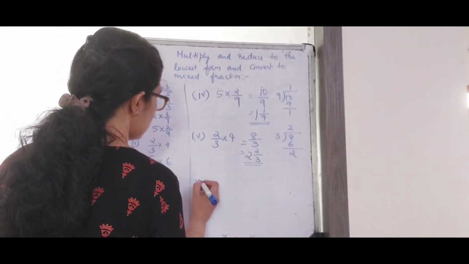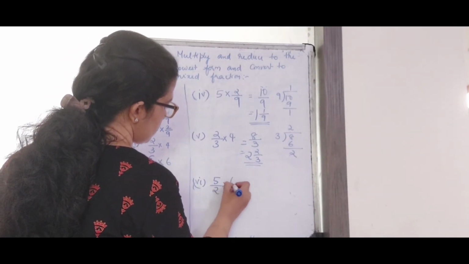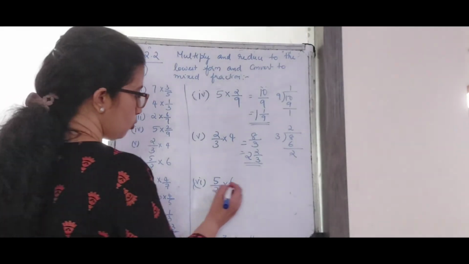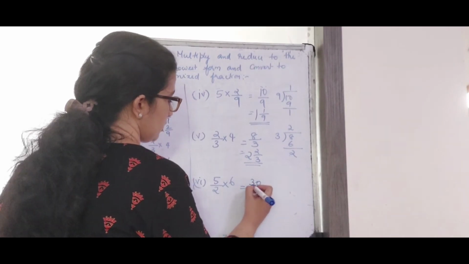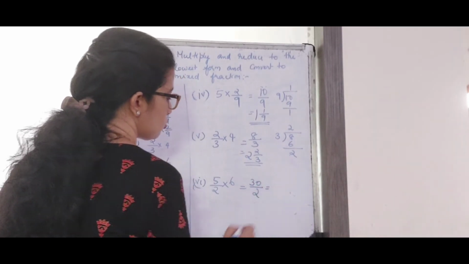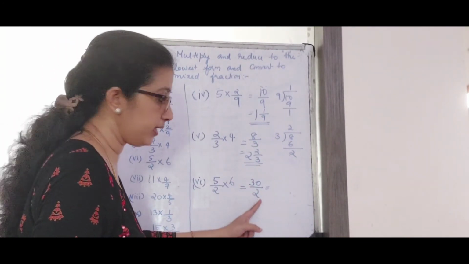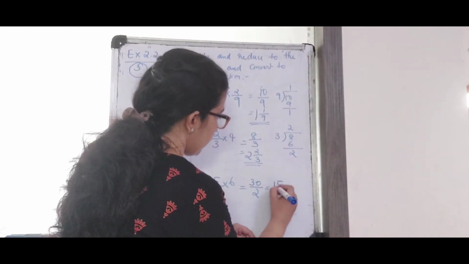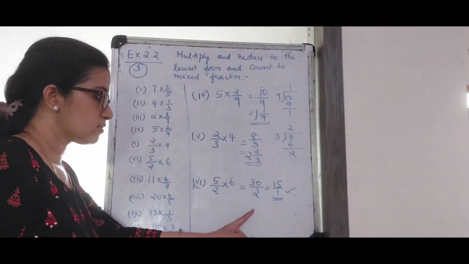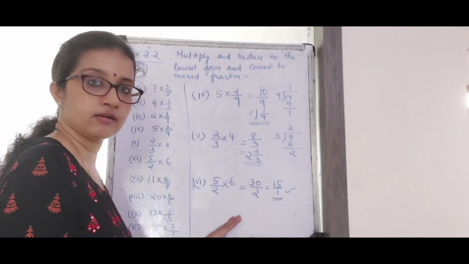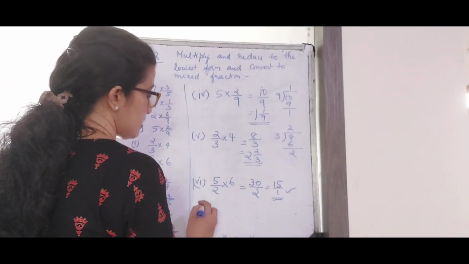Now let's take the sixth problem. 5 by 2 into 6. If you do this, see, 6 5s are 30, 30 by 2, which is equal to, you can simplify this further, right? So what is 30 by 2? 30 is divisible by 2, right? So 30 by 2, you will get 15 by 1. It is the same as 15. So the answer for this is 15 or 15 by 1. You don't have to convert to mixed fraction because the answer is a whole number.